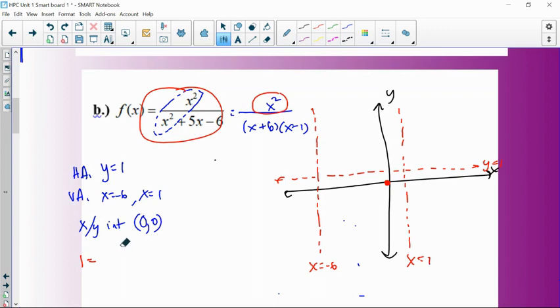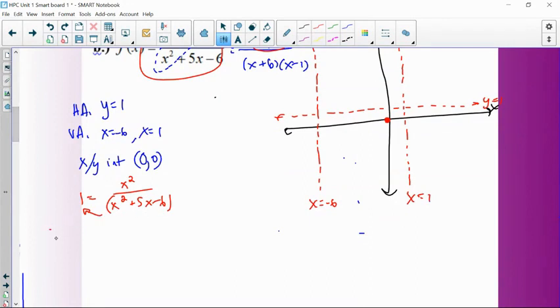So 1 equals x squared over, I'm going to leave it expanded. Now, normally when we would have multiplied this quantity over, we'd have gotten a 0, but that's because the horizontal asymptote was 0. Here it's 1. So when I multiply, I get x squared plus 5x minus 6 equals x squared. And now I can subtract the x squared, so they cancel. So I get 5x minus 6 equals 0, which means that 5x is equal to 6, or x is 6/5.